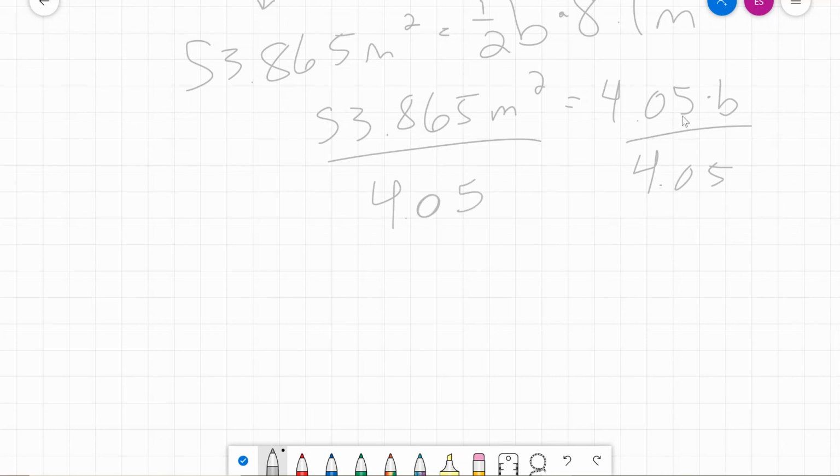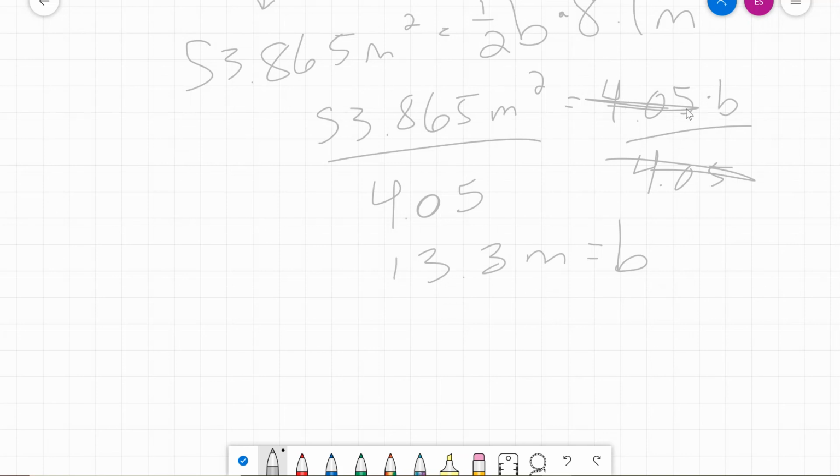So here's the deal. When I divide 4.05 by 4.05, those two values basically cancel out. Well, what I mean is 4.05 over 4.05 is equal to 1. So that leaves 1b over here, and that leaves b by itself. And so now I can solve the other part, 53.865 divided by 4.05. Doing that on the calculator, I get 13.3 meters. And so that's the value of b, 13.3.